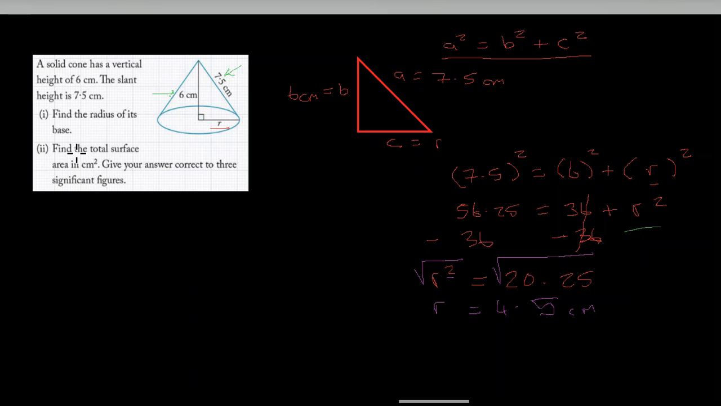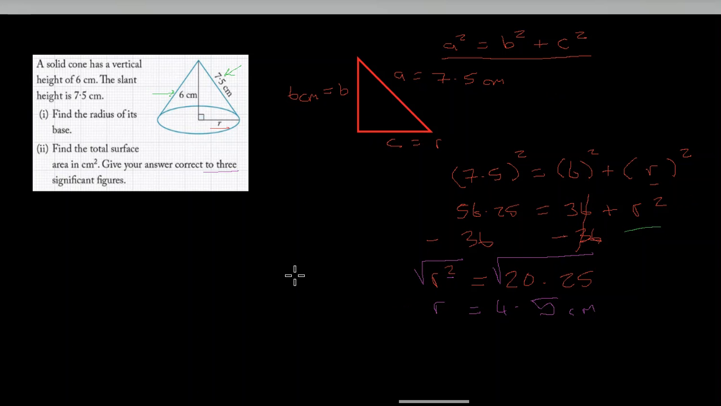So what's the next part? Find the total surface area in centimeters squared, and give your answer correct to 3 significant figures. Okay, so let's try and work through that part. So let's think about what the total surface area is. It's going to be the curved surface area of the cone plus the surface area of the circular base.